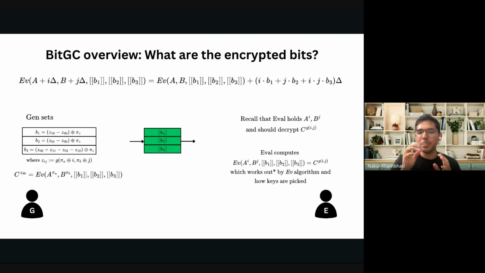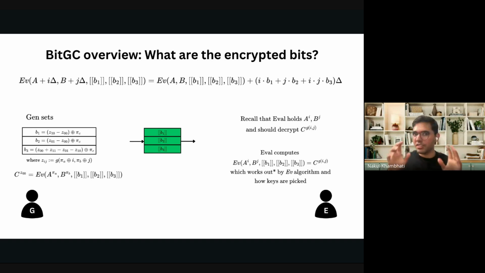So the gobbler picks these bits based on those permutation bits that I spoke about earlier. Each of these bits is a deterministic function of the permutation bits for the 3 wires of the gate, pi A, pi B, pi C. He sets them as such. It turns out this is what allows the algorithm to go through and work out how we want it to.